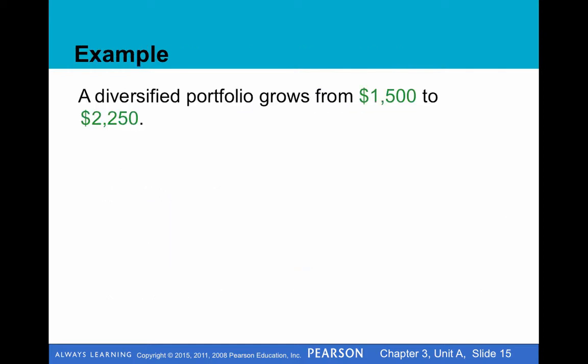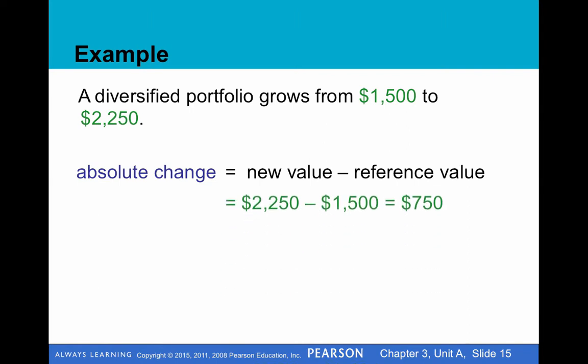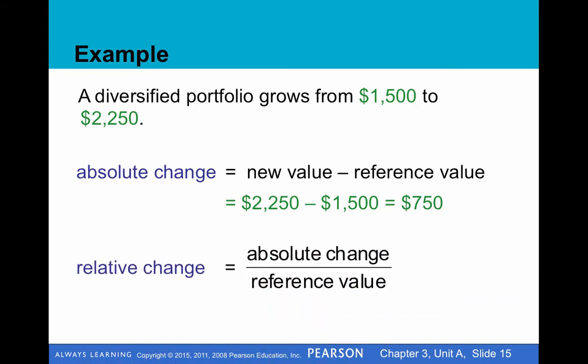So let's say a diverse portfolio grows from $1,500 to $2,250. So what's the absolute change? Well, it went up $750. That's easy, just do the subtraction. But that $750 increase, what is that value as a percentage of what we used to have in the portfolio? Well, you take that absolute change, which is the 750, divide it by the reference value or the original value, okay? And 750 divided by 1500 is 0.5. Take that times 100%, and it's 50%.